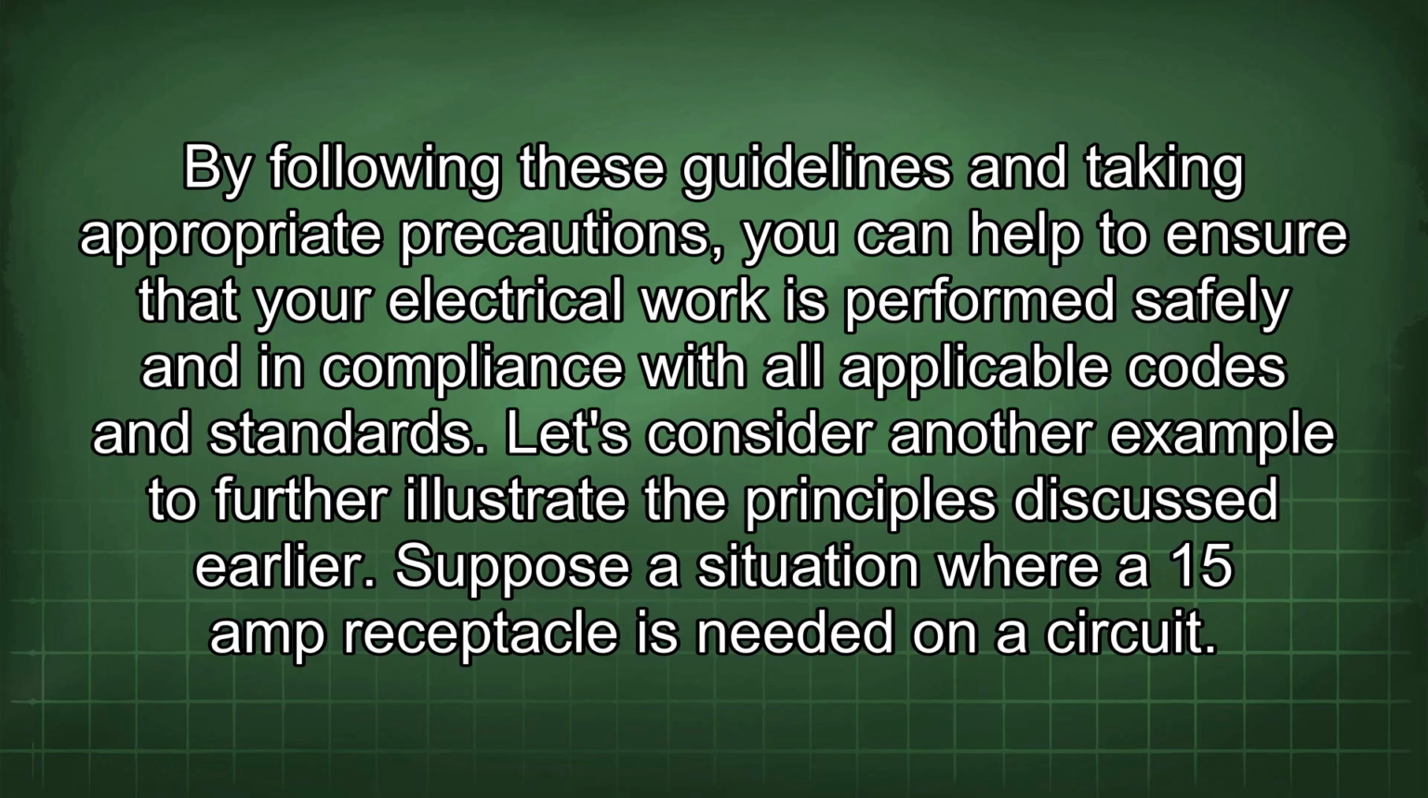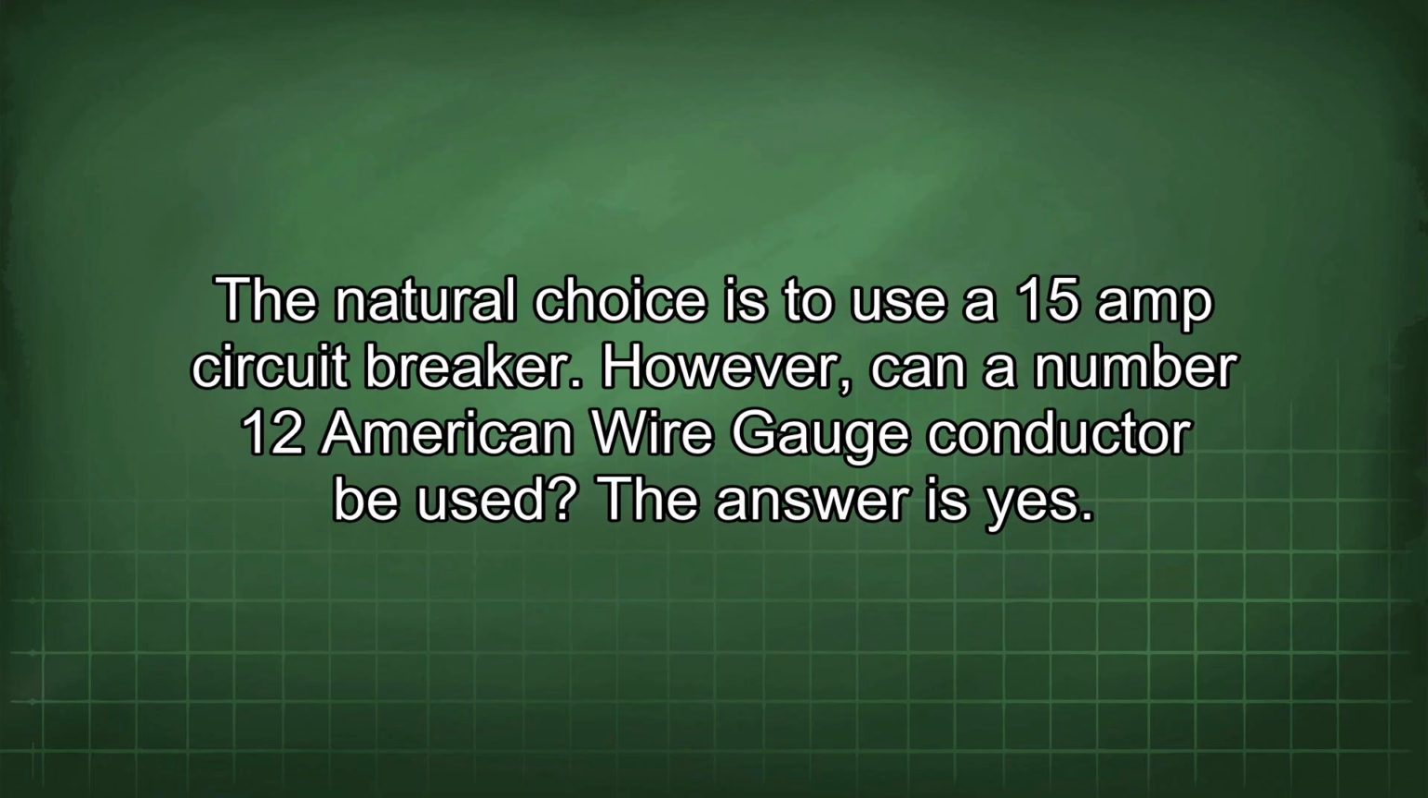Let's consider another example to further illustrate the principles discussed earlier. Suppose a situation where a 15-amp receptacle is needed on a circuit. The natural choice is to use a 15-amp circuit breaker. However, can a number 12 American wire gauge conductor be used? The answer is yes.